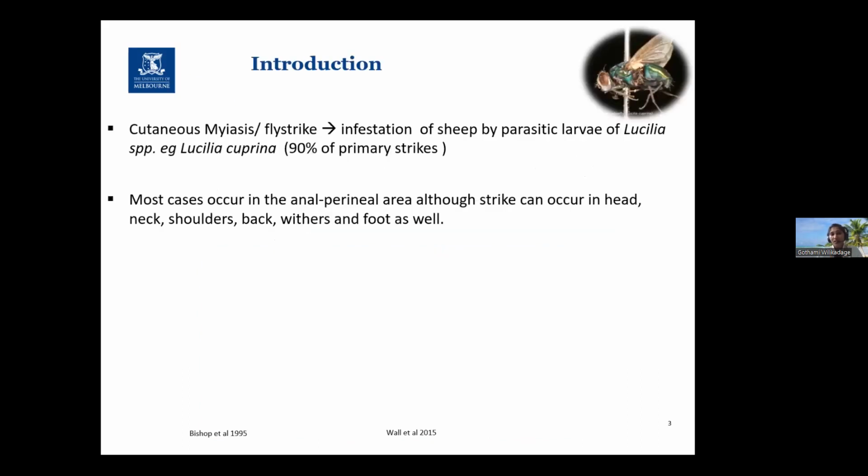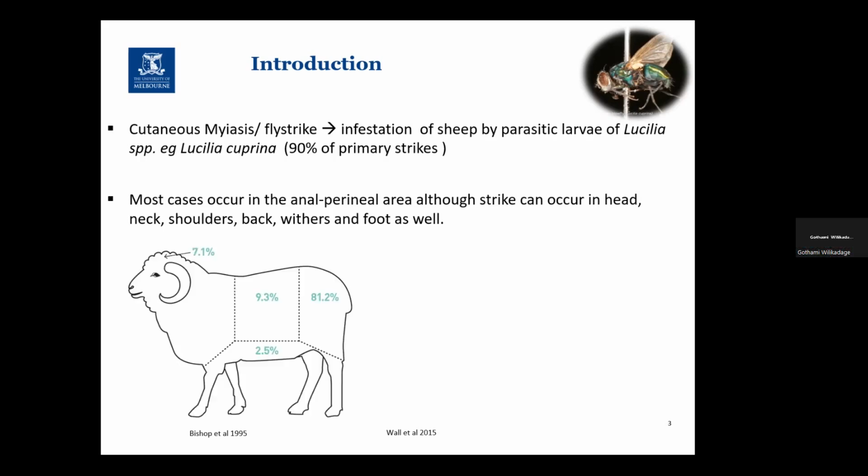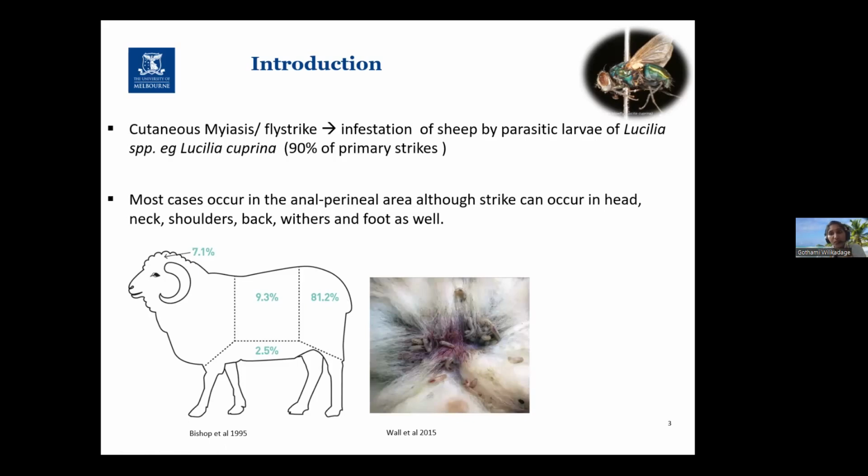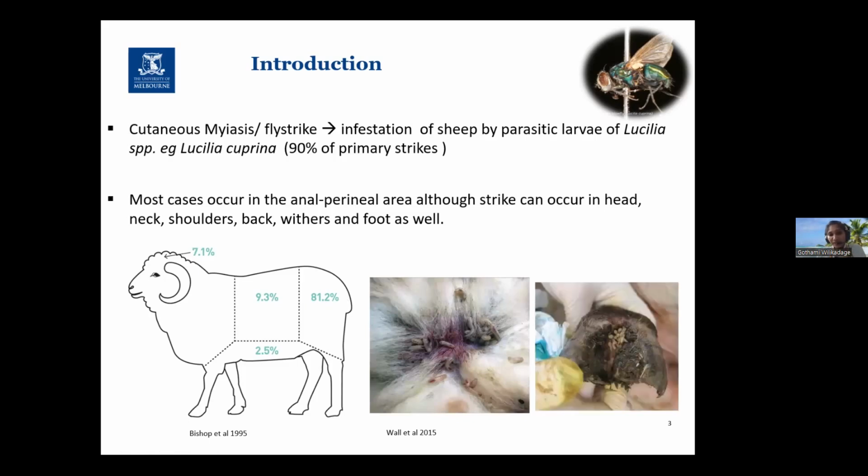Let me briefly introduce the sheep blowfly. Cutaneous myiasis, or flystrike, means the infestation of sheep by the parasitic larvae of Lucilia species. In Australia, more than 90% of flystrikes are initiated by Lucilia cuprina. Most of the cases occur in the breech area. You can refer to this picture. More than 80% of the cases occur in the breech area, but it's not uncommon to see cases in the body or in places like the feet.